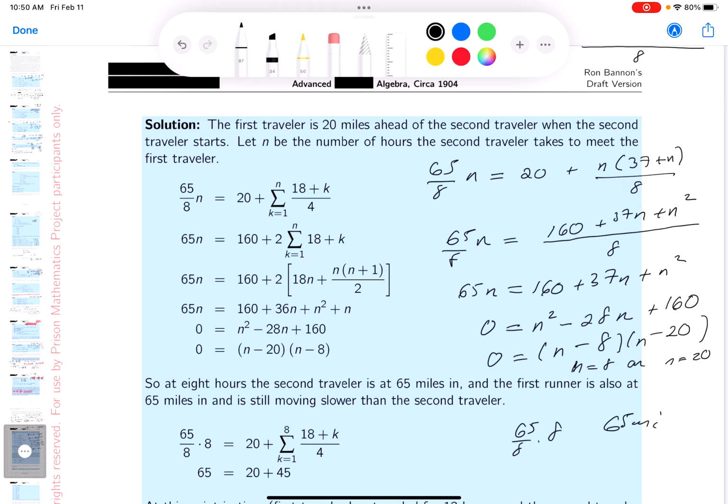Now, here's the problem. This second guy is actually faster than the first guy at that point in time. But the first guy's rate keeps increasing. So although the second guy is ahead of him now, the first guy's rate keeps increasing, and he's eventually going to catch up to him and pass him and then forever remain ahead of him. And that's what the 20 hours is. All right? So let's read it.